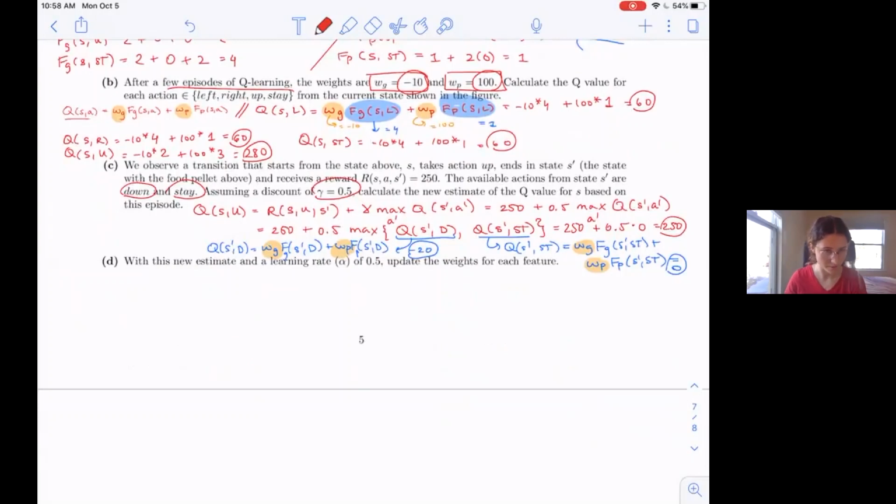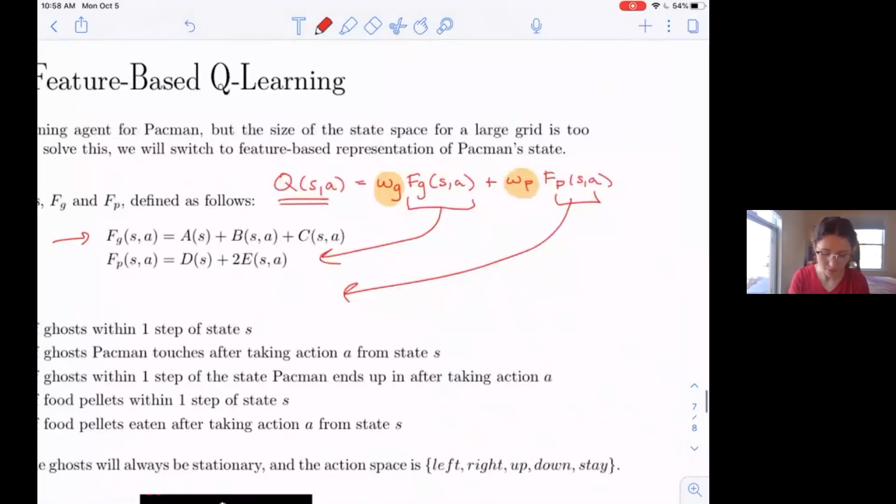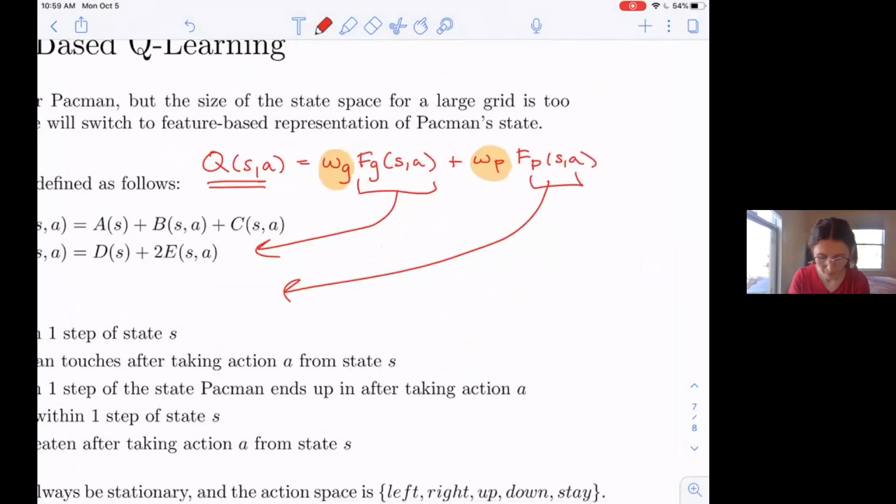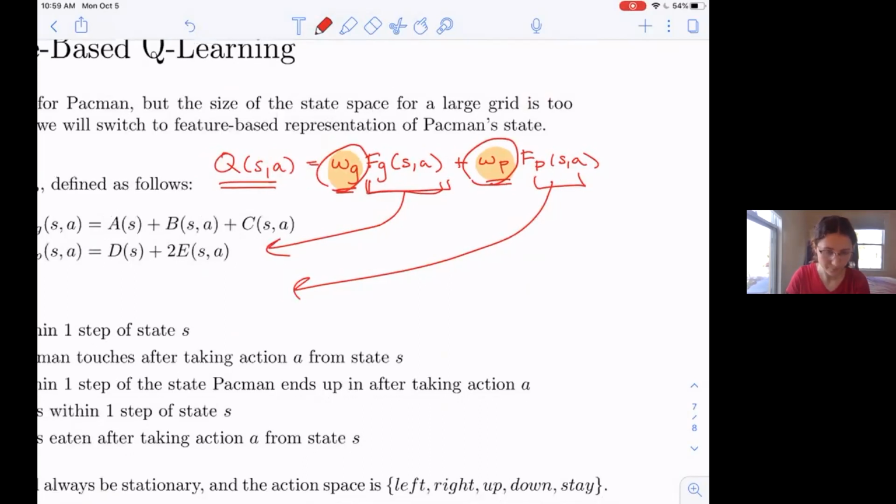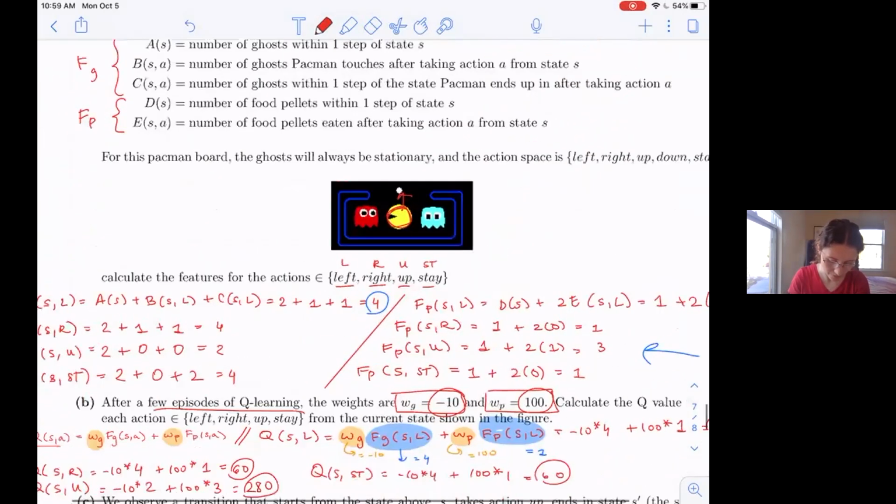Okay, final question. With the new estimate and learning rate alpha of 0.5, we want to update the weights for each feature. Remember before I said that when we have this approximate representation of our Q function that uses these weights that trade off how much each feature contributes to the representation of Q, we are trying to actually learn these weights because we're given the features and we just don't know how much FG and FP contribute to the approximate value of Q. So what we want to do now is actually do an update on WG and WP given this new estimate of our agent's behavior.